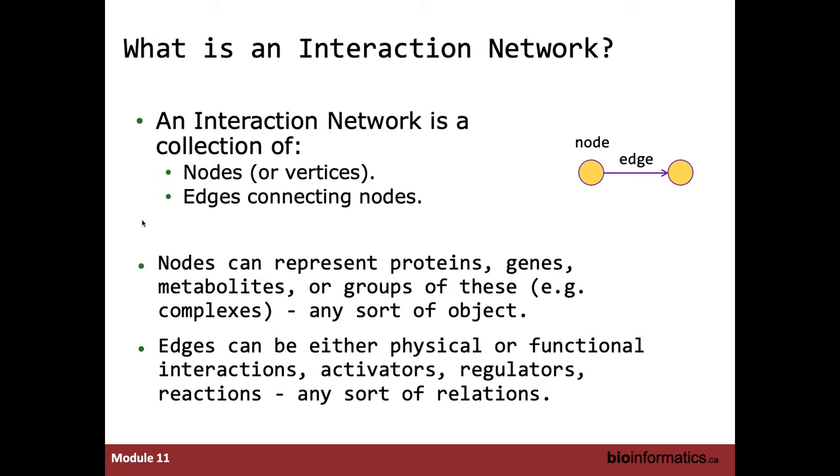So what is an interaction network? It's essentially a collection of nodes, or vertices, and edges that connect these nodes. As I mentioned a moment ago, nodes can represent any type of molecule: a protein, gene, small molecule, drug, transcription factor. It could even reflect an ontology term. And the edges themselves are either physical or functional interactions, or some type of relationship between those two nodes.